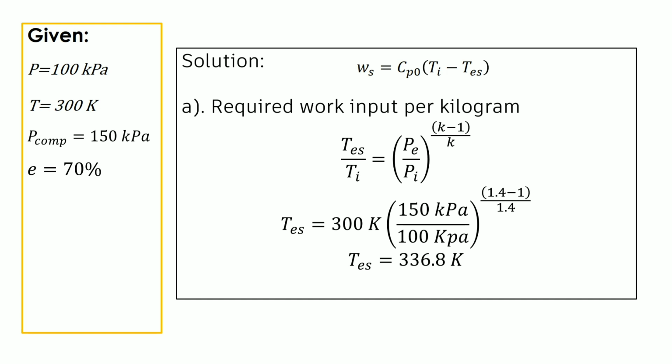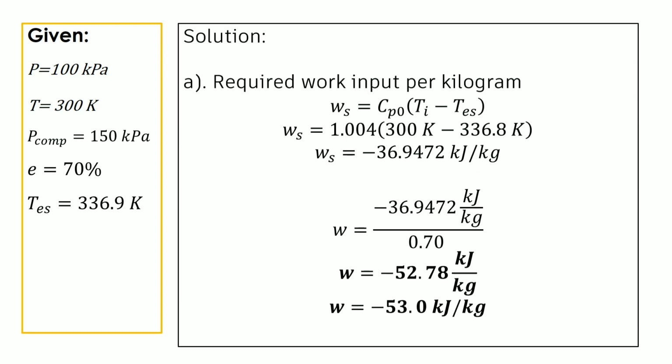Plugging in all the needed values in this formula, we have 300 Kelvin, the initial temperature, the estimated pressure of 150 kilopascal, and the initial pressure of 100 kilopascal. For our compression ratio, we are going to use the constant (1.4 minus 1) over 1.4. We now have the estimated temperature to be 336.8 Kelvin.